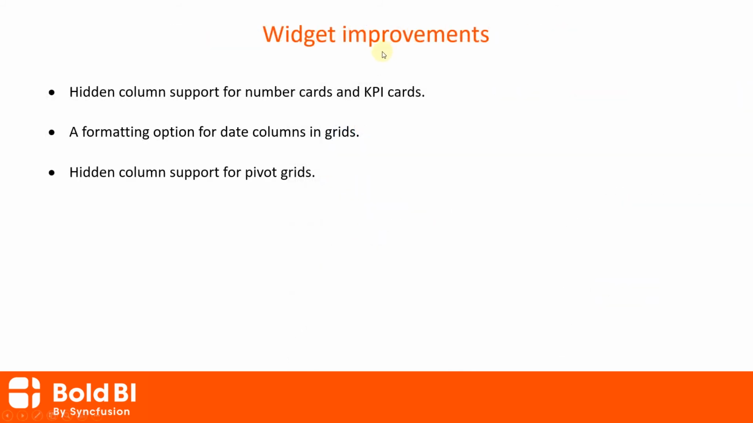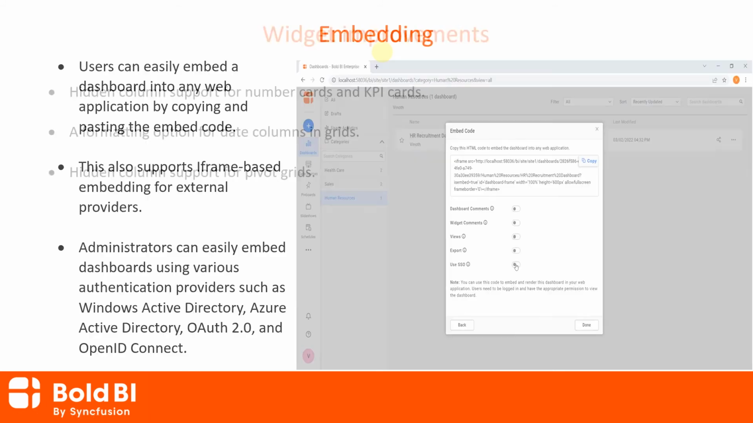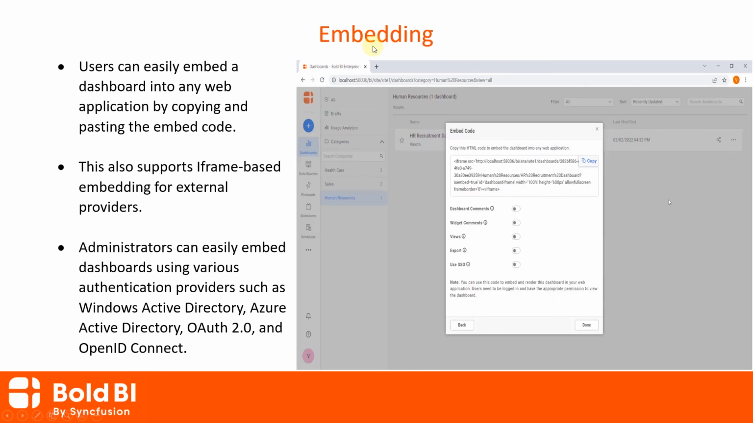Next, let's cover the widget improvements. We have provided hidden column support for number cards and KPI cards, formatting options for date columns in grids, and hidden column support for pivot grids. Let's move on to the embedded features.